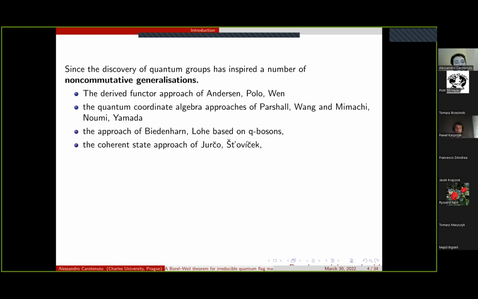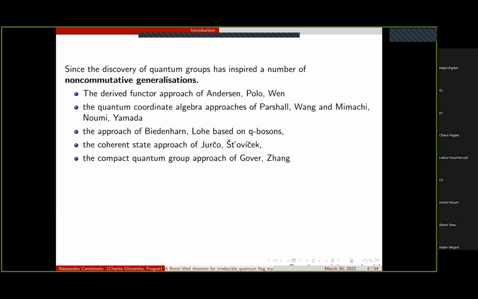From a more mathematical physics point of view, the approaches of Bindran and Low, based on q-bosons, also allowed to prove the Borel-Weil theorem. And here in Prague, Juszczak and Stovicek proved a generalization of the Borel-Weil theorem through the use of coherent states. In the sister algebraic context, Gover and Zhang proved the Borel-Weil theorem as well. And finally, let me again refer to the Bernstein localization theorem that was generalized in a non-commutative context by Kremnitzer and Beckley.